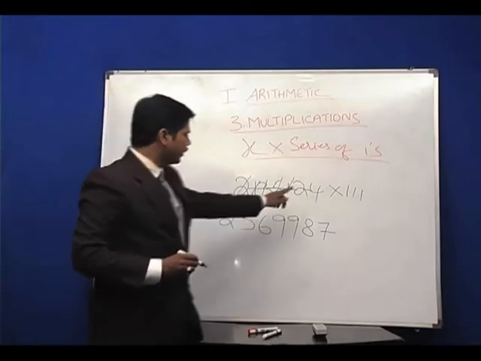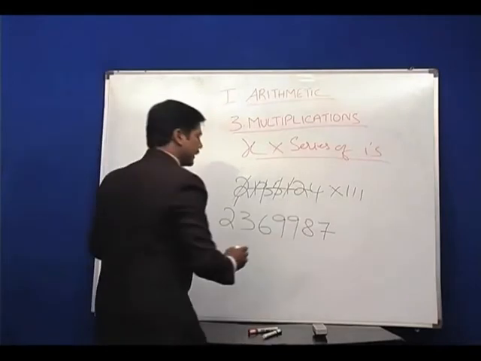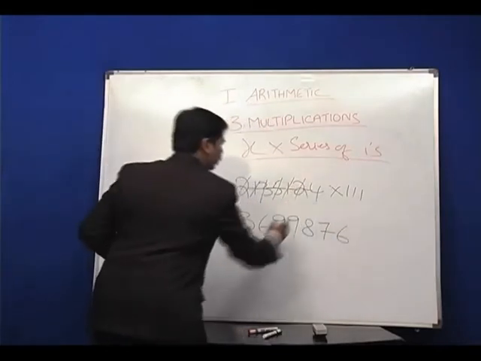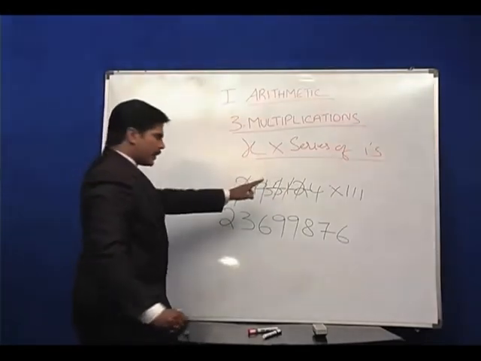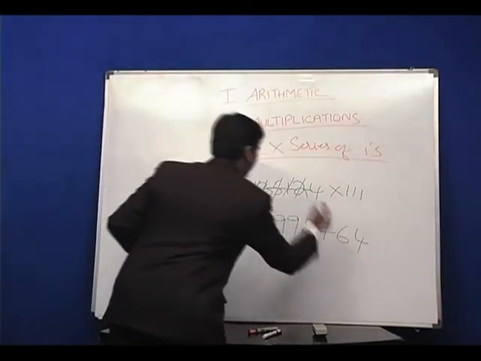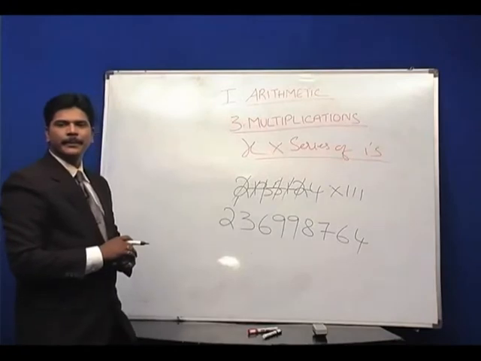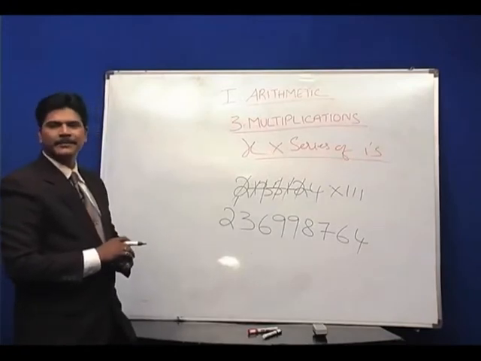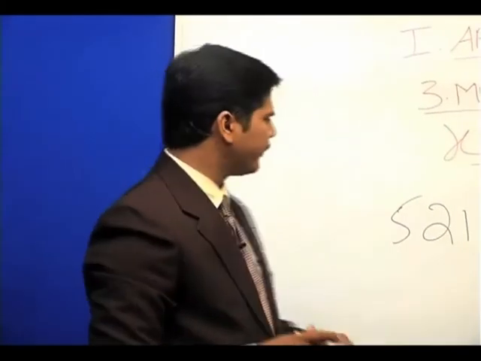Now which numbers are connected? 2 and 4. So 2 plus 4 is 6. Now write 6, now cut off 2. Now tell me what number is left out there? 4 is left out there. Write 4 here, and that's the final answer. Simple, isn't it? Now let's see the next one, okay?